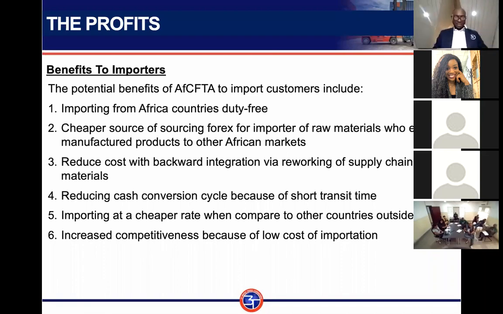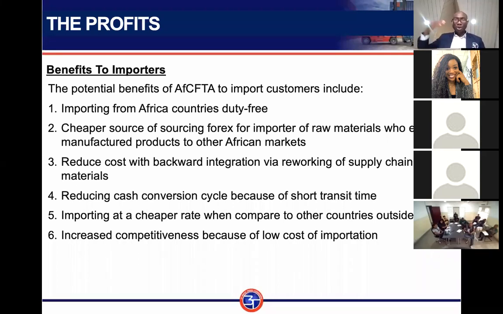Importers also have a benefit. Importers can begin to import from Africa duty-free, a cheaper source of sourcing for foreign exchange. Because they can source their raw material, they can export to African countries and generate foreign exchange to pay for their raw materials. Reduce cost.